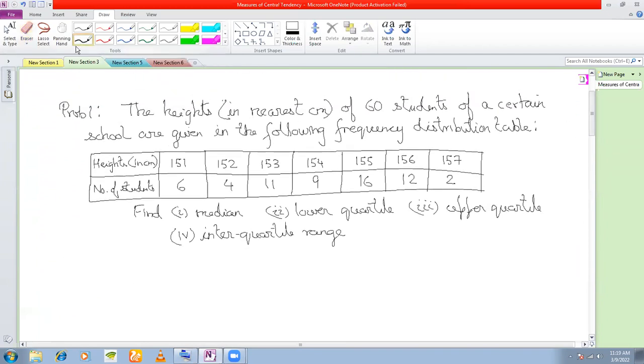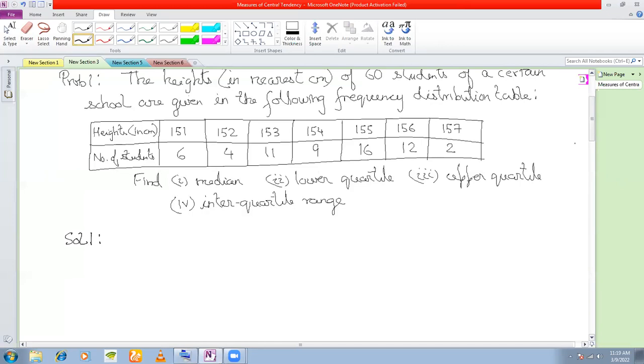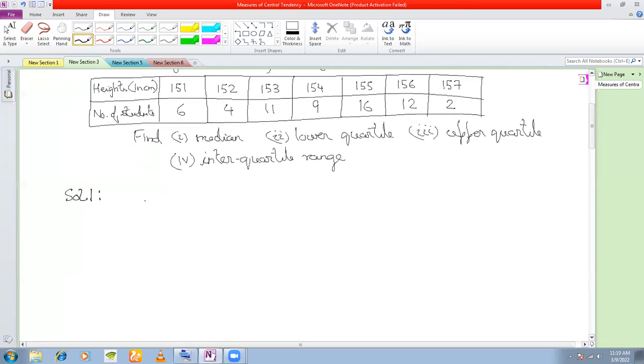And in this question, you have a simple frequency distribution without class intervals. Okay, this is also a frequency distribution, but there are no class intervals. Then how do you calculate the median, lower quartile, upper quartile, and the interquartile range? So whenever you get this kind of a distribution, first of all, you will draw 3 columns.